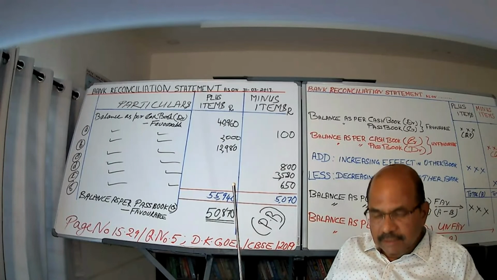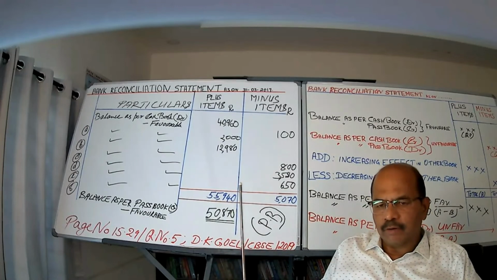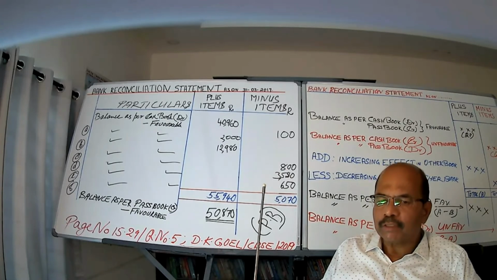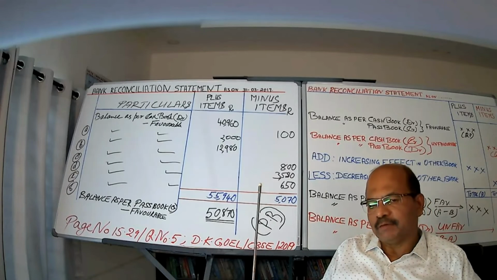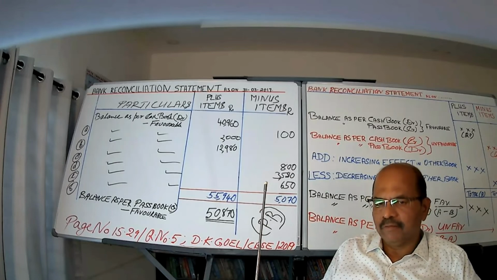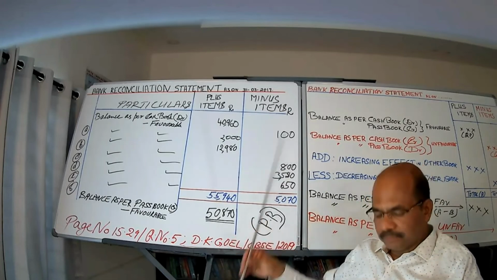And this 6,900 you need not bother about, because both the parties have acknowledged it, accounted 6,900 each. However, thereafter the bank reduced 800 rupees. Or in other words, one party acknowledged 6,900, the bank accounted for 6,900 minus 800, whichever way you consider it. But overall, a decreasing effect in the passbook. Hence, I am showing it here.